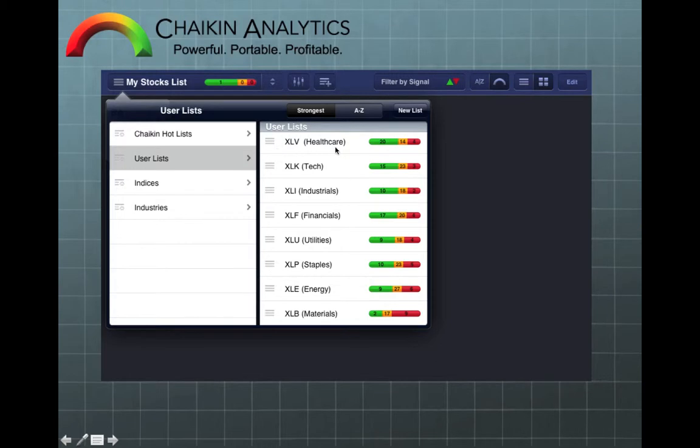And healthcare would be the number 2 best performing ETF, where the Chaikin system rates all the individual stocks that make up the ETF and then ranks the ETF stock holdings on a relative basis compared to all of the other sectors of the economy.